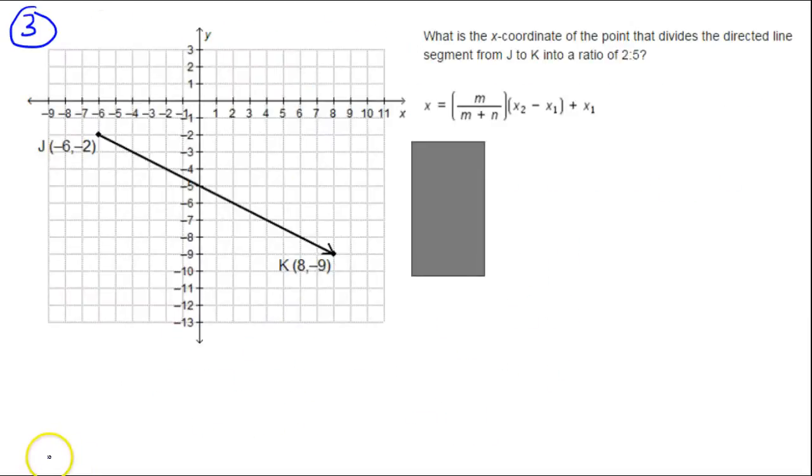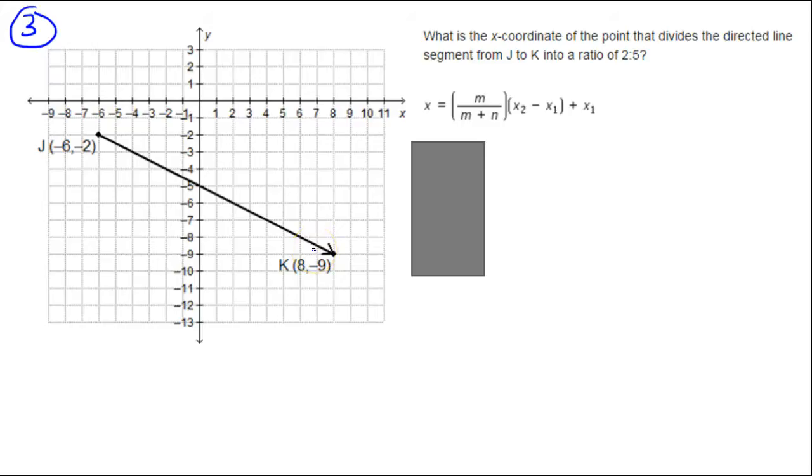All right, here's problem number 3. This one will be a little bit more complicated because instead of just having a number line, we have a coordinate plane. We have x values and y values that we have to deal with. Notice the direction. We're going from J to K.